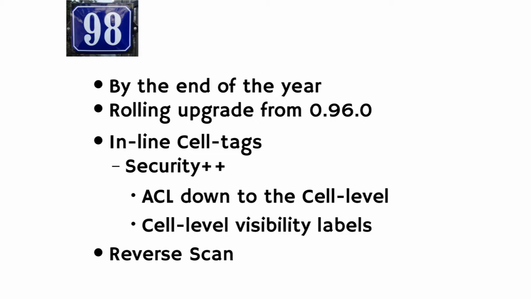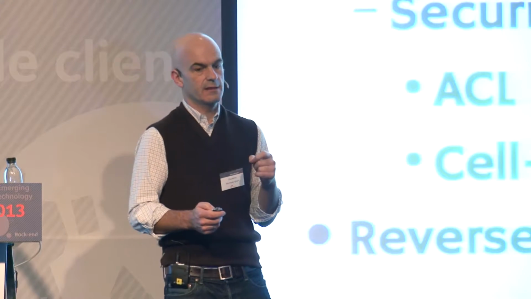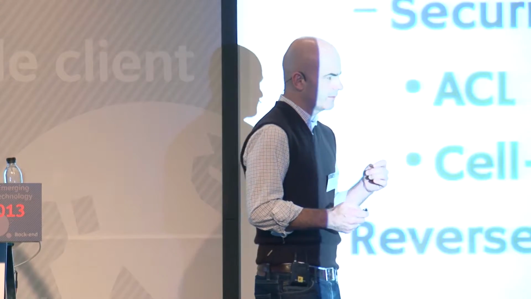98 will be next. By the end of the year, rolling upgrade from 96 onto 98. You'll be able to tag the cells themselves, the actual things that contain data. You'll be able to put arbitrary tags on them. So now we'll be able to do even more fine-grained security, bringing ACLs. At the moment, we have ACLs for table and column family, but now you'll actually be able to do it on the cells themselves. Define who can see stuff. And things like reverse scan, stuff that people have been looking for a while.